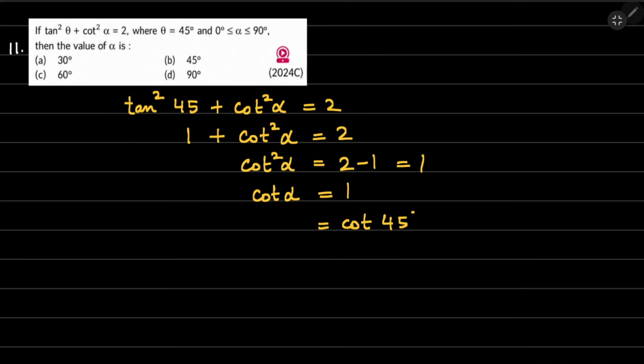So on comparing, what do you get? Alpha is equal to 45. And 45 degree is definitely in between the range 0 to 90. So what is the value of alpha? It is 45 degree. Option number B is the correct answer. Let's move on to the next question.